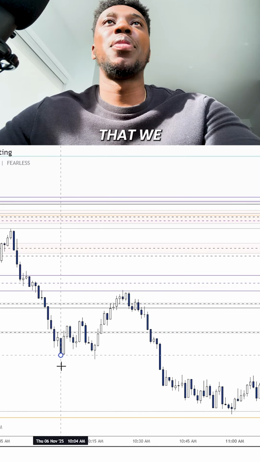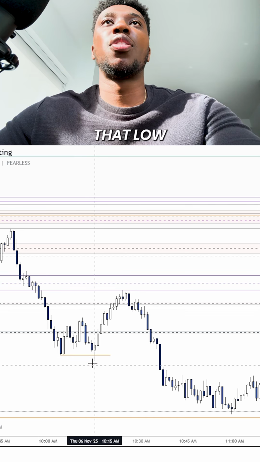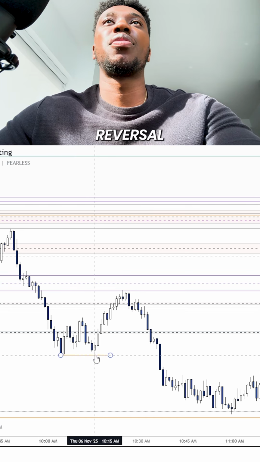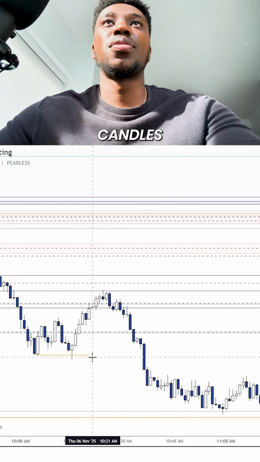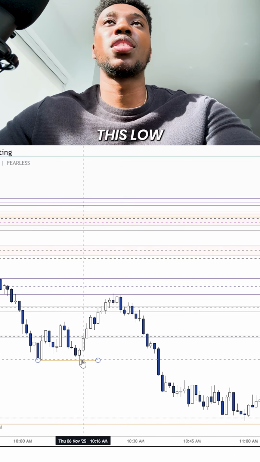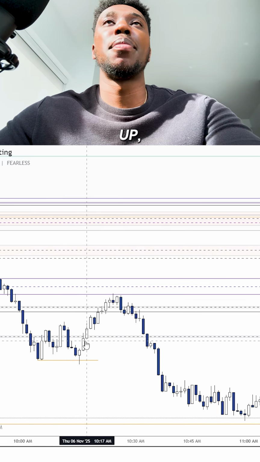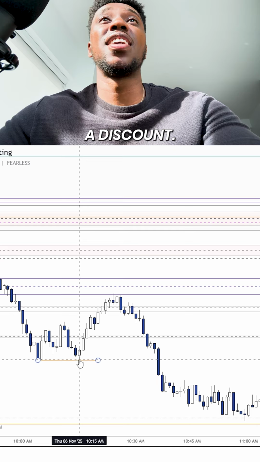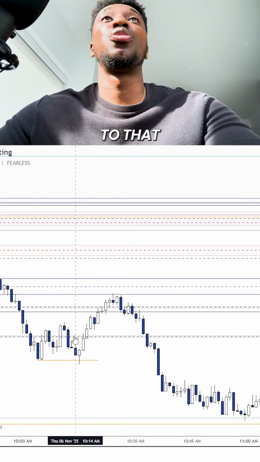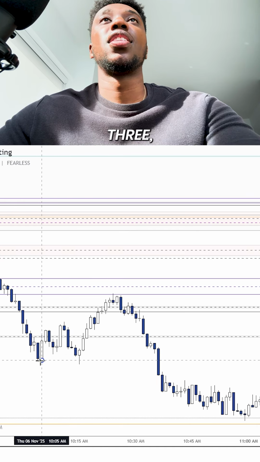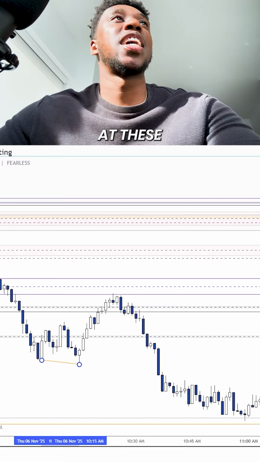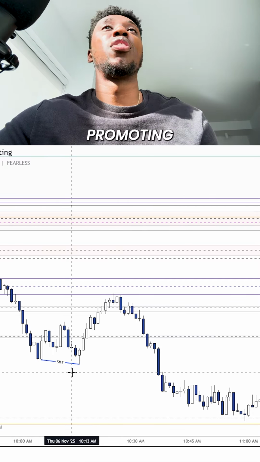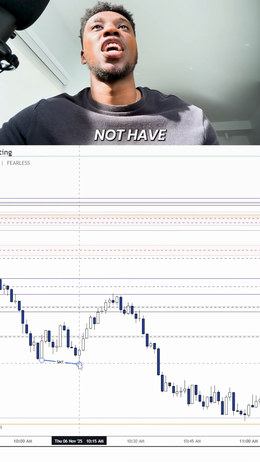Two, you can see that we actually wicked below this low, purged that low, and closed above it. That is a clear reversal sign. When the body of this candle right here does not close below this low, instead it wicks it and comes back up, especially when you're in a discount, this will likely lead to that being a loss. Number 3, there was also SMT with ES at these lows. So this was another factor as to why I definitely should not have taken this trade.